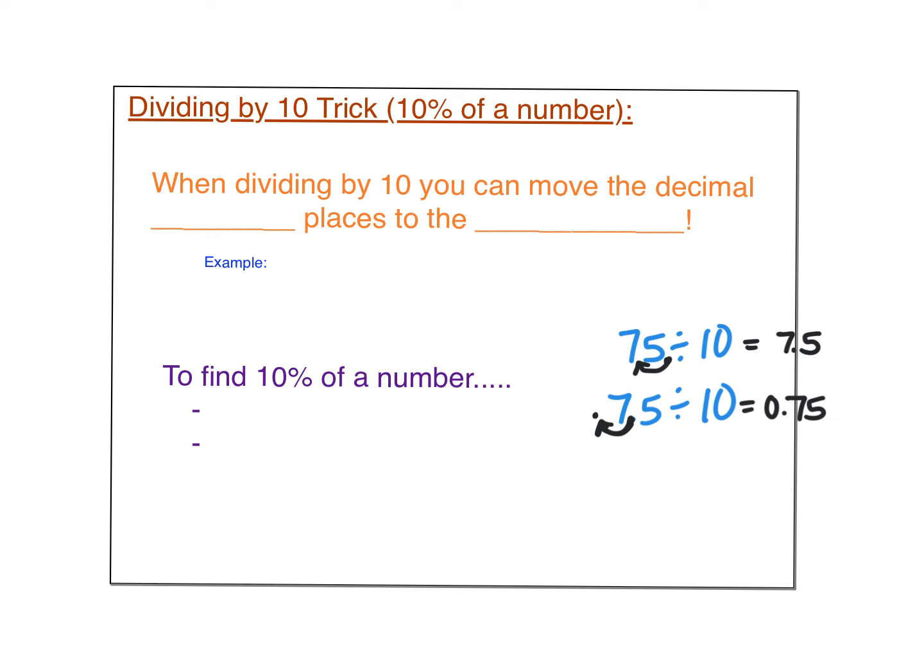So a quick, easy trick to find 10% of a number is you can move the decimal one place to the left. Okay, so again, just a quick little refresher. To find 10% of a number, you can divide by 10. And you can always use your calculator for that, or you can move one space to the left.